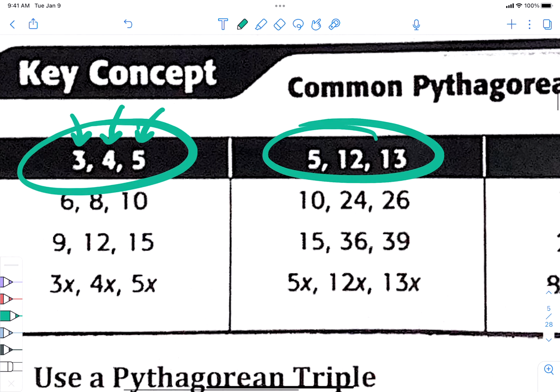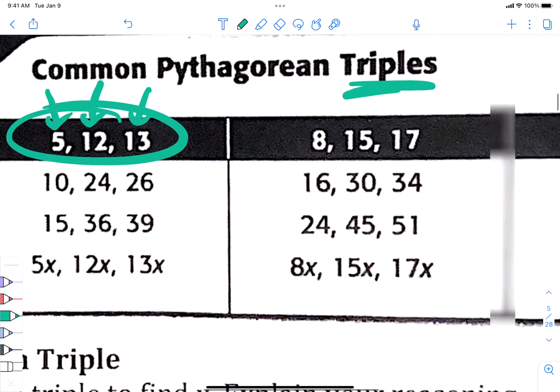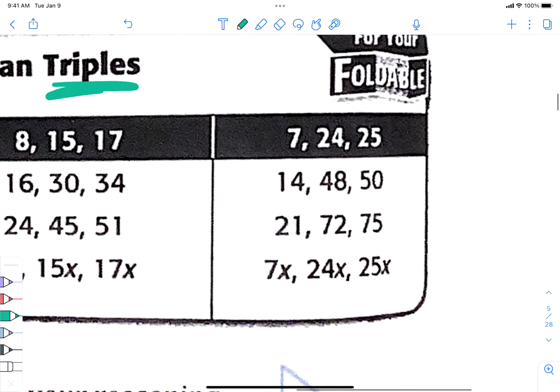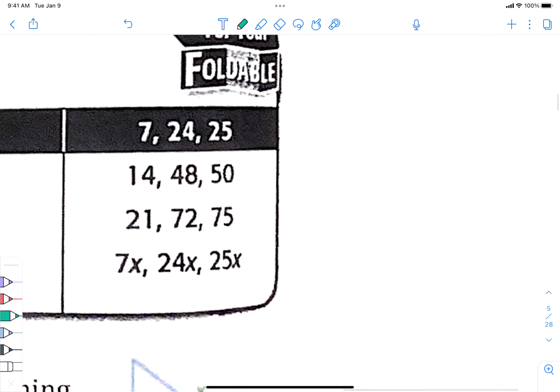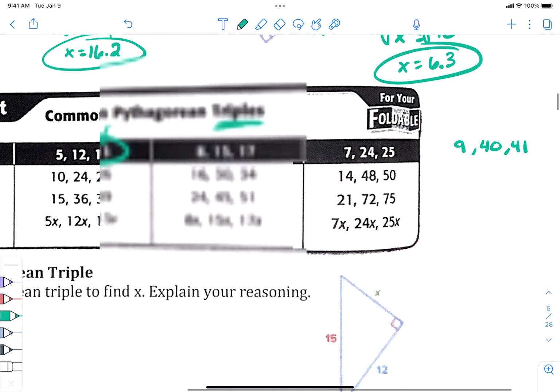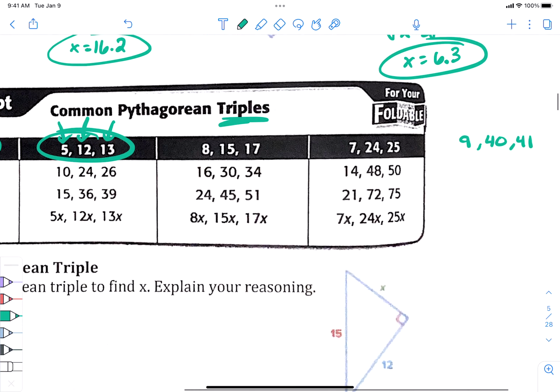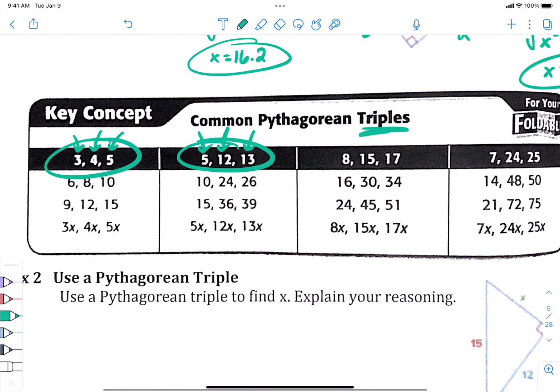Those don't have any decimals. Same thing with 5, 12, 13, right? Same thing with 8, 15, 17, and 7, 24, 25. There's one more that I usually add to the list, and that's 9, 40, 41. Those you might see every once in a while, those triples, but you should have these two memorized.